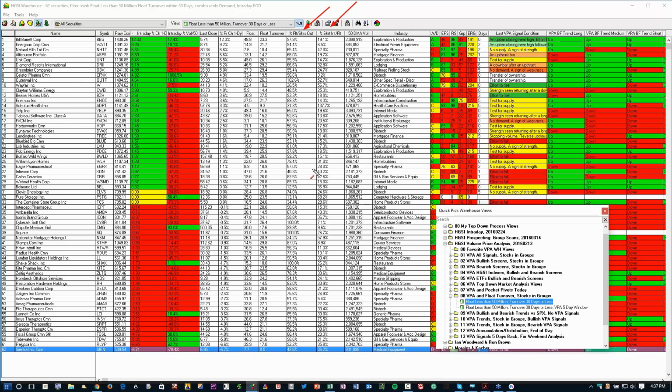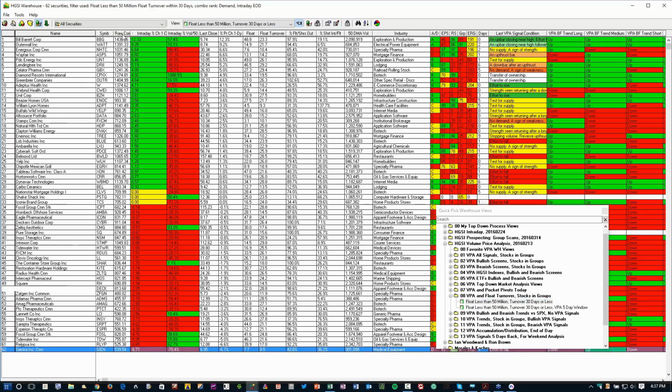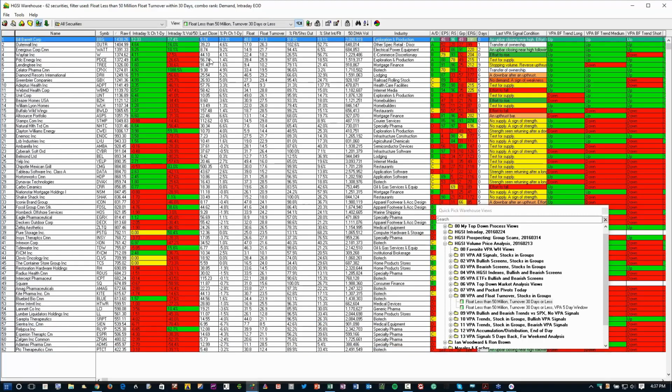But if you're looking at these for prospecting, I would certainly come in here and just use these and sort on the raw combo. And the ones that are coming to the top of the list, those are the ones that I would be looking at on the long side to see if there are VPA signals, and also if it is nearing a point where there is a complete turnover of the float.